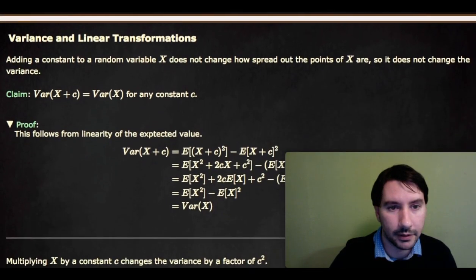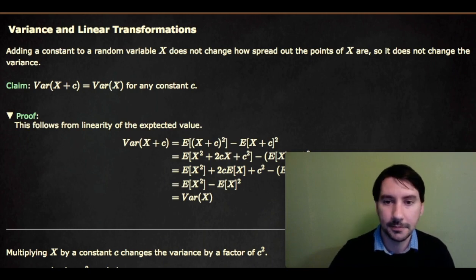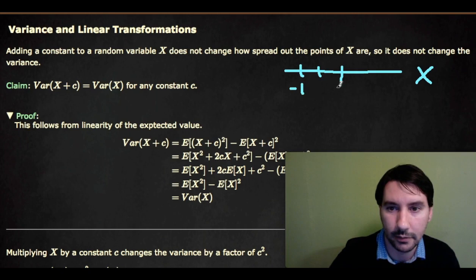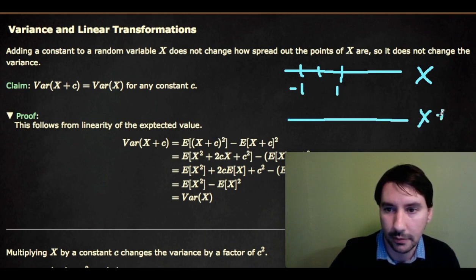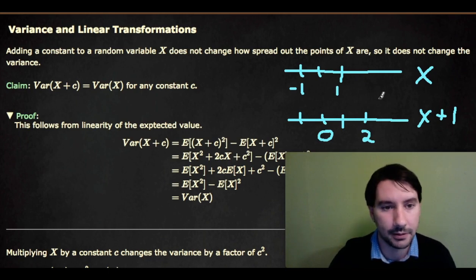So since variance doesn't depend on what the actual values of the random variable are, only how spread out they are, adding a constant to a random variable doesn't change the variance. So if we were to draw, for example, x on a number line, and it takes the values -1 and 1, and then we look at x plus 1, now x takes on the values 0 or 2, but the values x takes on are just as spread out as they were before, so it doesn't change the variance.